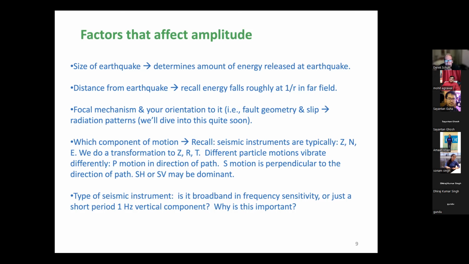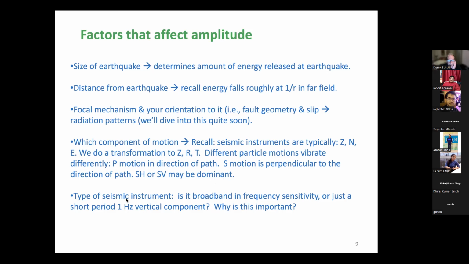And then which component of motion. Seismic instruments typically measure Z, which is the vertical channel, a north channel, and an east channel. And I will talk to you shortly about a transformation to Z, radial, and transverse. Different particle motions vibrate differently. P motion is in the direction of the ray path. S motion is perpendicular to the ray path. And SH or SV may be dominant within your S wave.